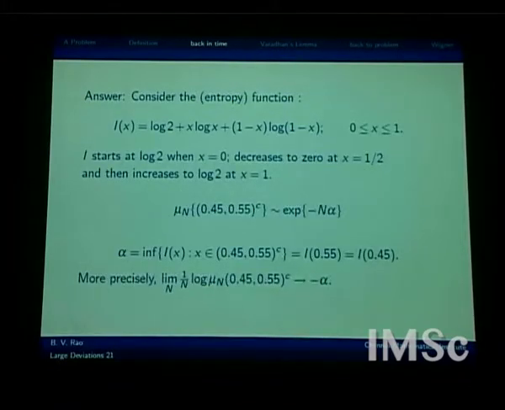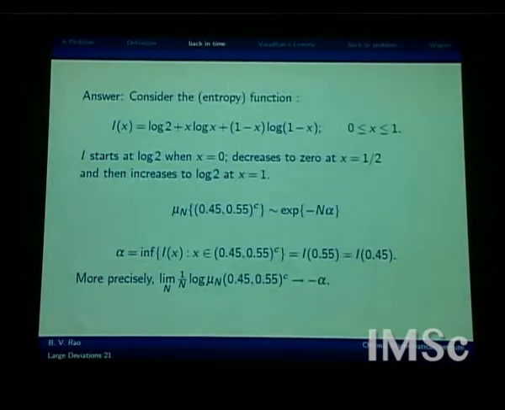Look at the following function I(x) = x log x + (1-x) log(1-x) + log 2. When x equals half, it is half log half plus half log half, that will be log half. If you add log 2, you have 0. So, it comes to 0. Then again it starts increasing. It is symmetric, it increases to log 2. The answer is the following: mu n of the set, the complement of 0.45 to 0.55, is like e to the power of minus n alpha. What is alpha? Alpha is the infimum of I(x) over the set of our interest.